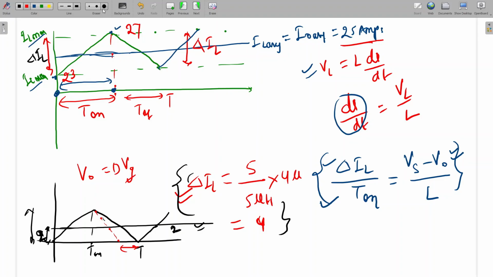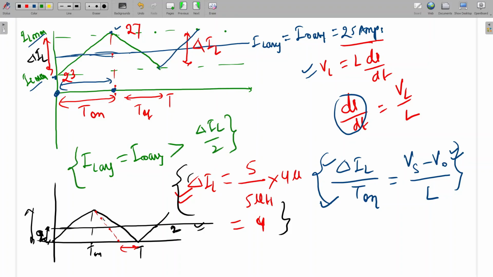So how are we checking continuous or discontinuous? First we calculate the ripple current, and ripple current divided by 2. What is IL average? It is equal to I naught average. If this value is greater than delta IL by 2, we can say that the converter is working in continuous conduction mode. If it is just equal, then we can say that this is the boundary of continuous and discontinuous. Is it clear?